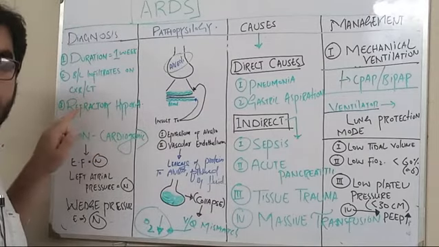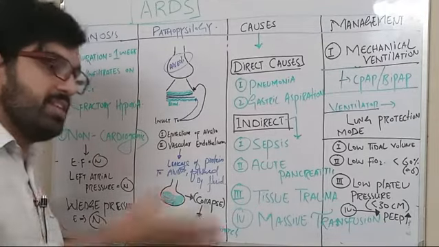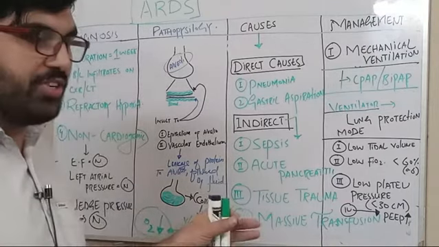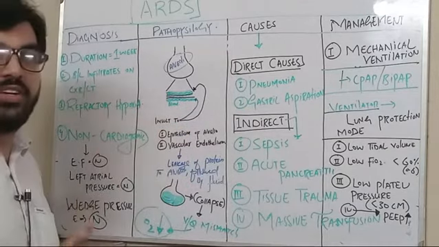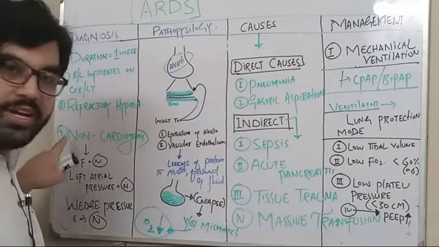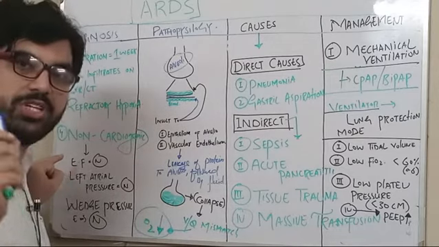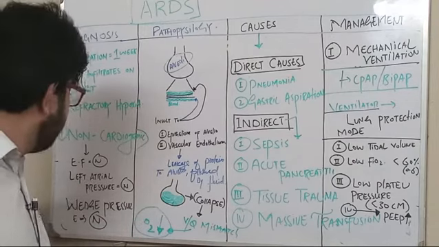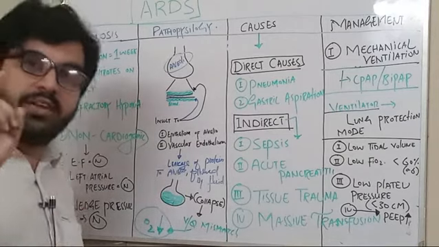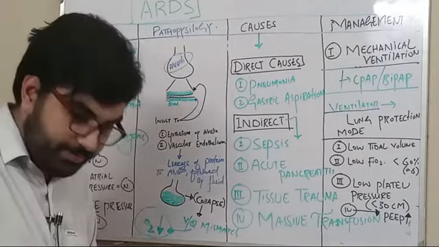Point number 3, refractory hypoxia. The patient is not maintaining oxygen saturation whatever you do, whether you apply the nasal cannula, the face mask, or the non-rebreather mask. The hypoxia is refractory, the saturation is not improving. And the fourth point is non-cardiogenic pulmonary edema. Ejection fraction on the echo is normal, left atrial pressure is normal, pulmonary capillary wedge pressure is normal. So these 4 criteria must be met in order to label a patient as having ARDS.